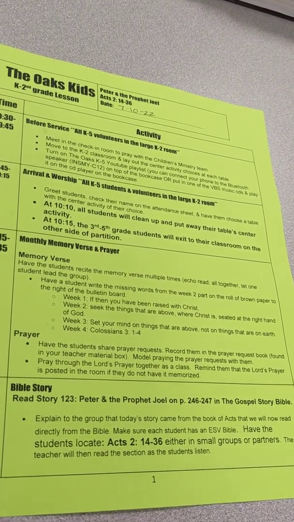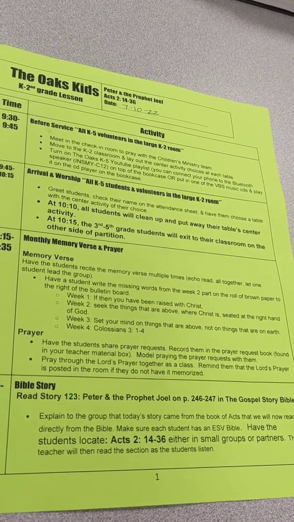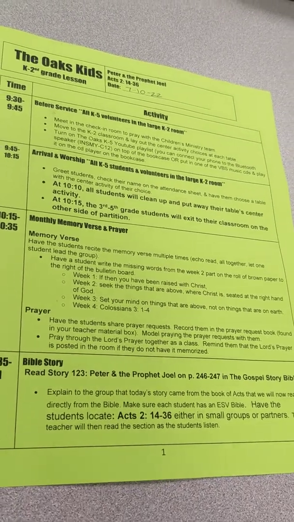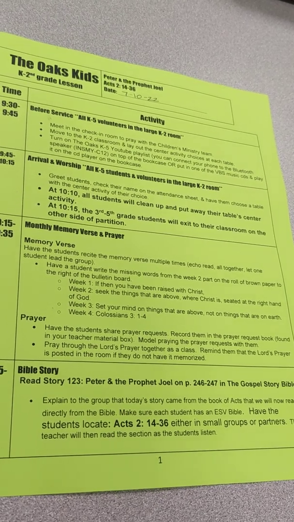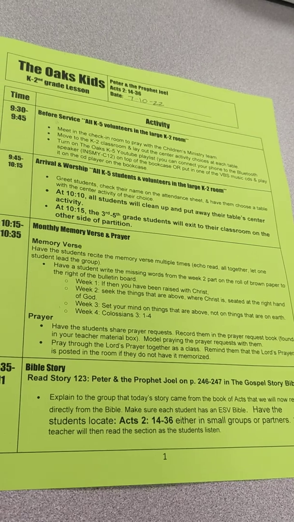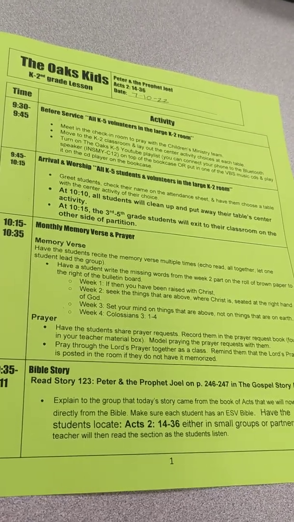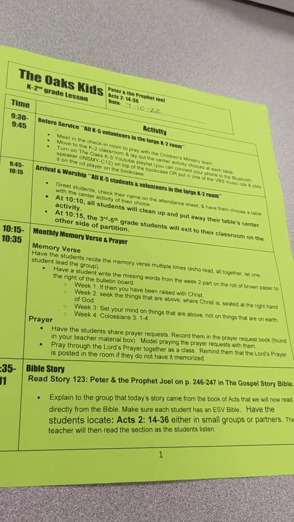If you're in K through 2, it is on the wood door. If you are in 3rd through 5th, it is on the dry erase board. Continuing the same thing, both classes are going to be reading story 123, Peter and the Prophet Joel, on pages 246 through 247 in the Gospel Story Bible. Scratch that before I get there.